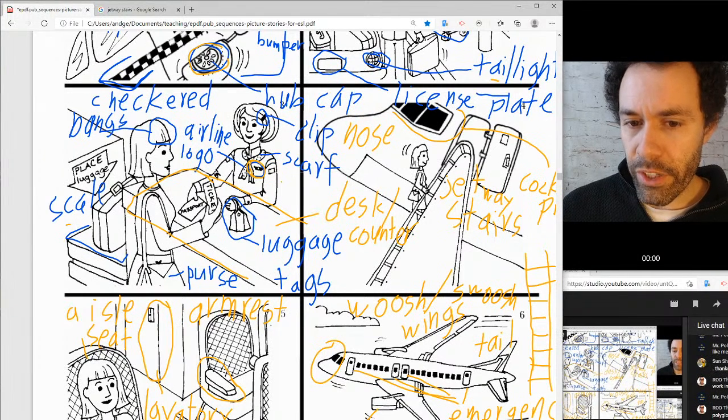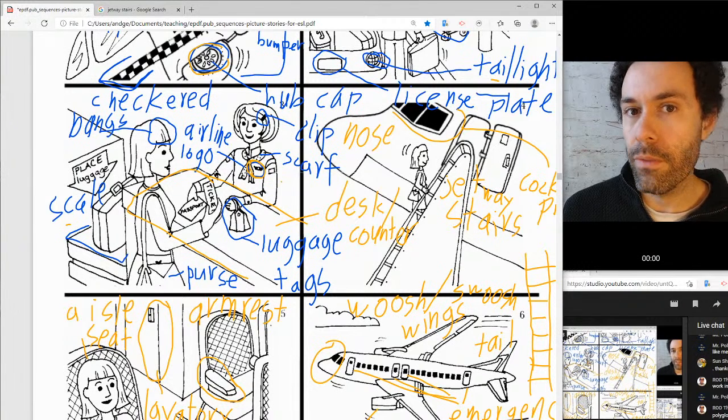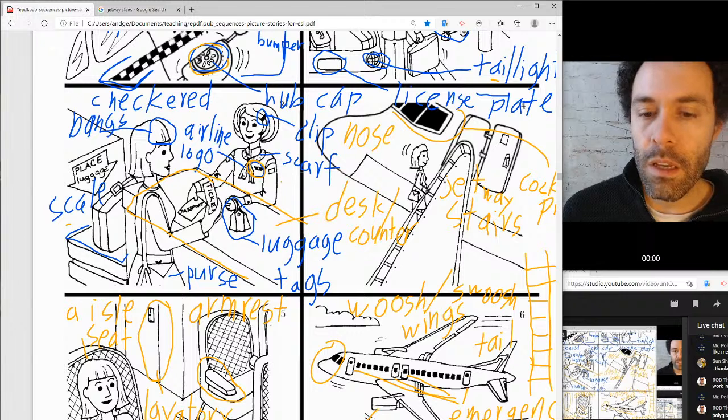Other things that we see: the wings of the airplane. Wings, again with the short I sound. Wings. We see the tail. Again, we mentioned that tail, again with the A sound. Tail. We see the emergency exit. Emergency exits, I should say, because there's multiple ones.